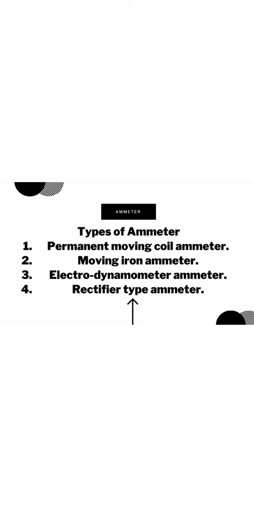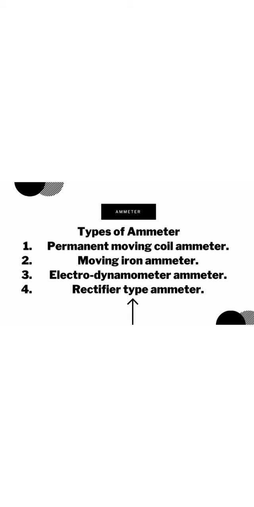Now, the types of ammeter. Classification of ammeters depends on their design and the type of current flowing through them. Regarding their construction and design, the types are permanent magnet moving coil ammeter, moving iron ammeter, electrodynamometer ammeter, and rectifier type ammeter. These are the four types, and by current, ammeters are categorized into two types: the AC ammeter and the DC ammeter.